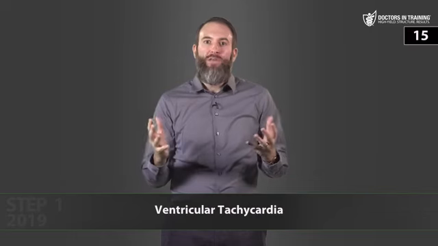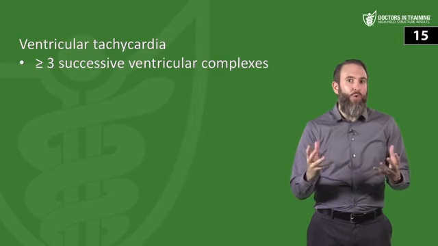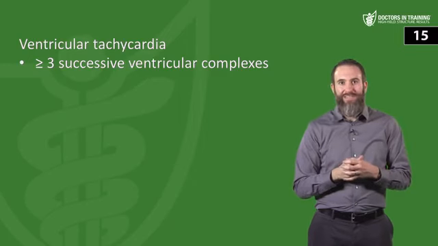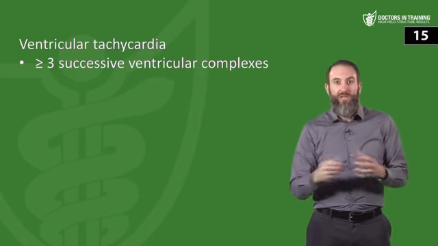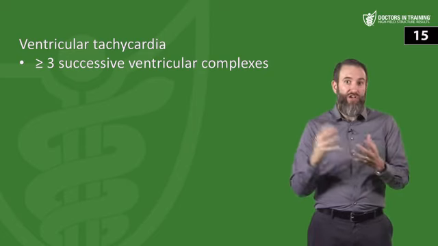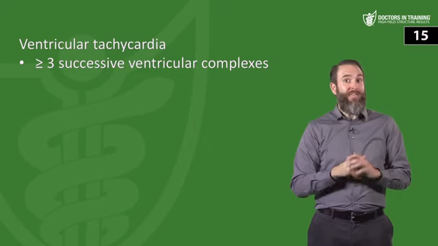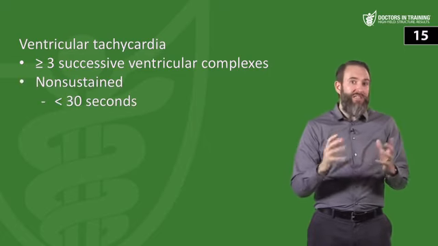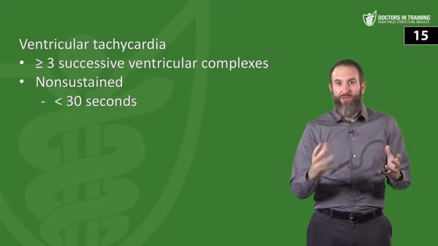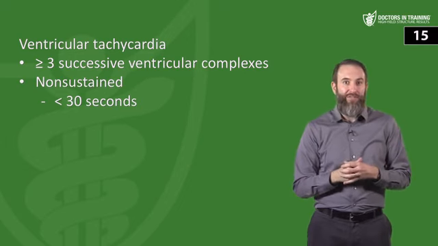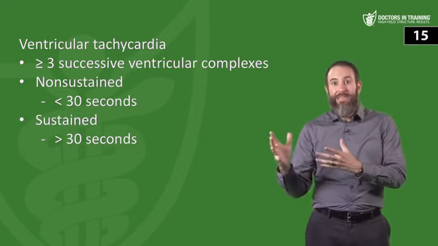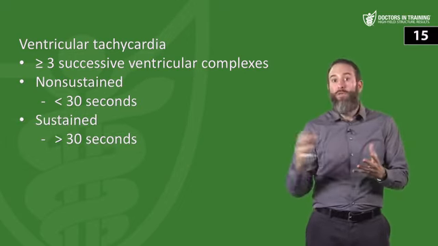Now let's talk about ventricular tachycardia. So ventricular tachycardia is defined as 3 or more successive ventricular complexes. So the signals are coming from the ventricles, but instead of being slow, like we just talked about a second ago, this rate is very fast. So non-sustained VTach is a series of repetitive ventricular beats which have a duration of less than 30 seconds. Sustained VTach lasts for more than 30 seconds.